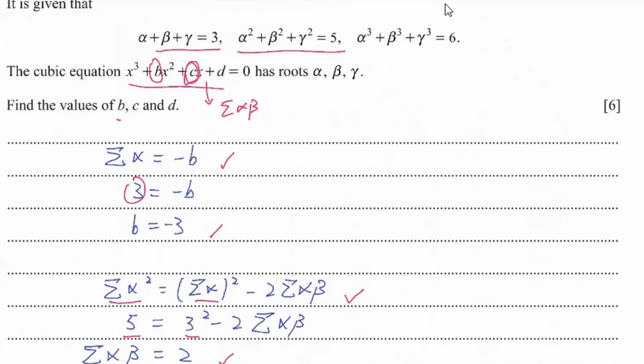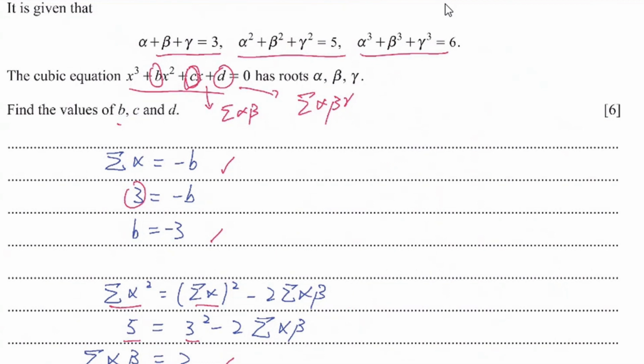Okay, as for the value of D, we need to do it a bit differently. D, we know that it's related to the sum of alpha beta gamma. But in this case, it doesn't work because it's very difficult for us to obtain the sum of alpha beta gamma by using that information here. So we have to use a slightly different way to do that, which is the fact that we can make use of the SNs.